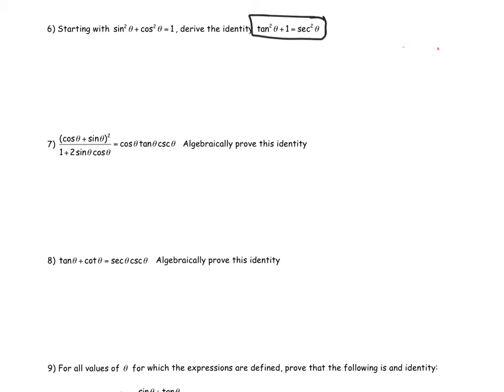To turn sine into tangent, what can I divide everything by here? That way sine turns into tangent. Good, cosine squared theta. We're going to divide everything by cosine squared theta.